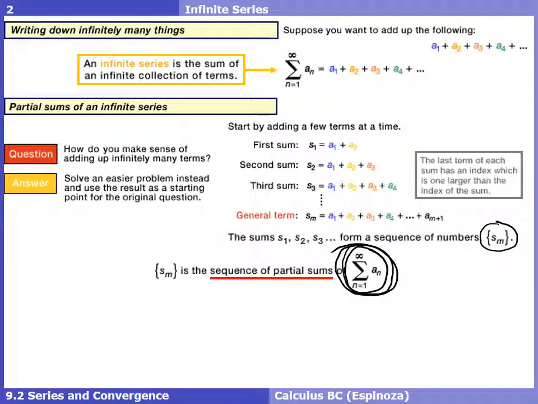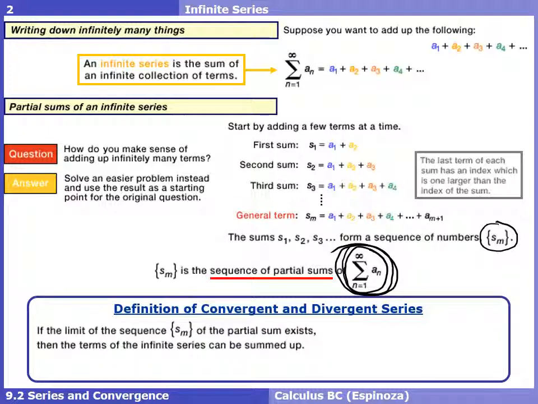The reason we're going to do that is because of something we learned in 9.1. If we want to figure out if a sequence converges or diverges, we need to take its limit. And just like we saw in 9.1, if that limit exists, then we know that that sequence converges. If we know that we get infinity, we know that that sequence diverges. So read this very carefully here. If the limit of this sequence of partial sums exists, then what that means for the infinite series is that it can be summed up. In other words, the infinite series will also converge.